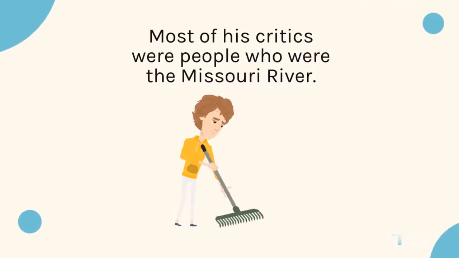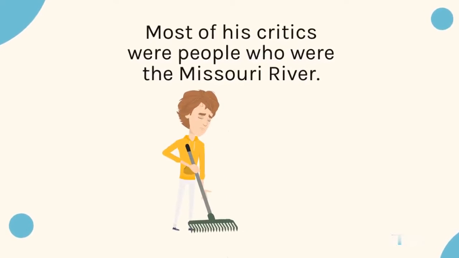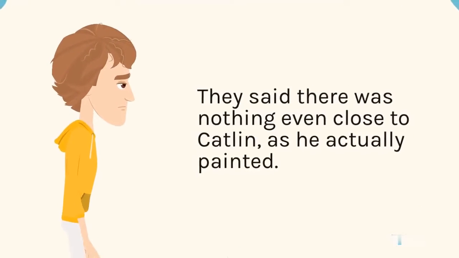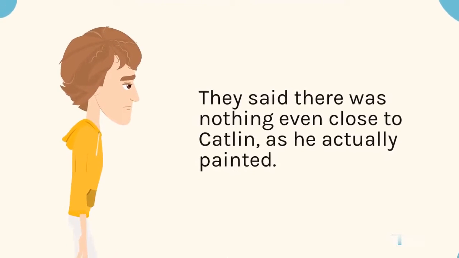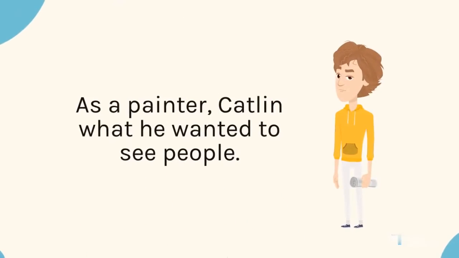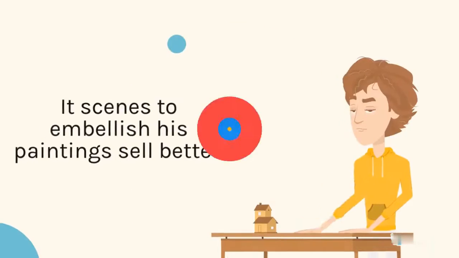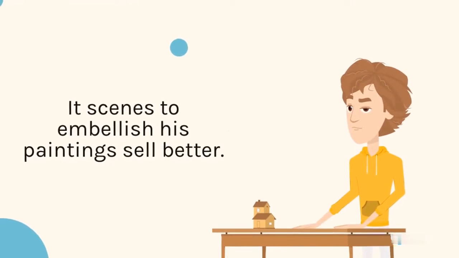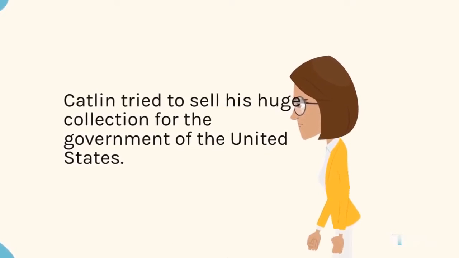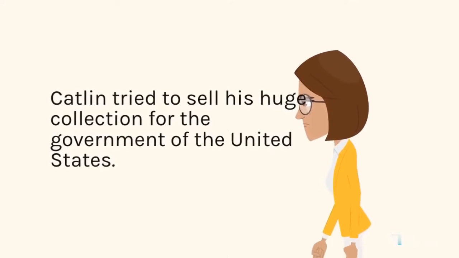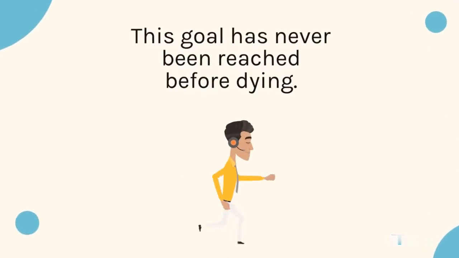Most of his critics were people who had been on the Missouri River. They said there was nothing even close to what Catlin actually painted. As a painter, Catlin seemed to embellish his paintings to show people what they wanted to see, so they would sell better. Catlin tried to sell his huge collection to the government of the United States. This goal was never reached before he died.